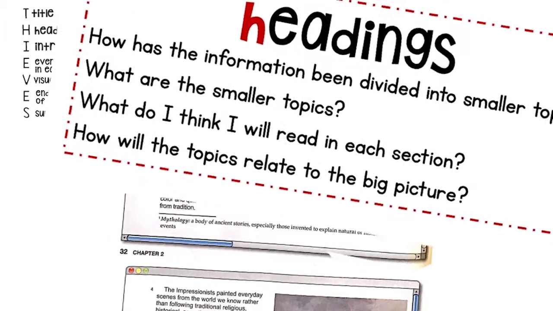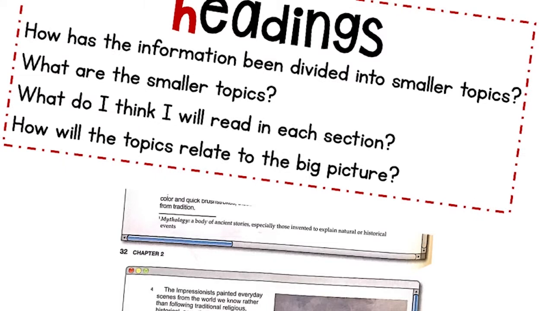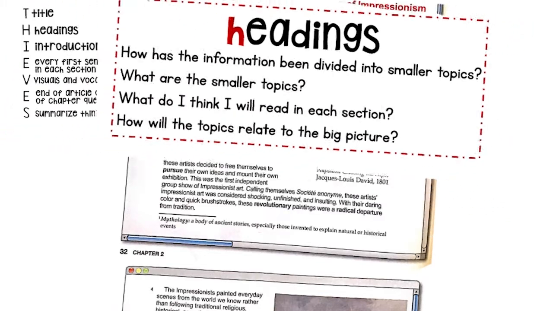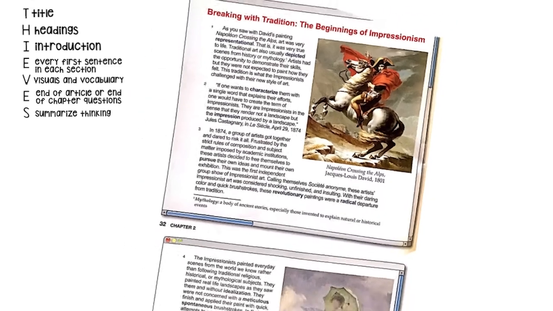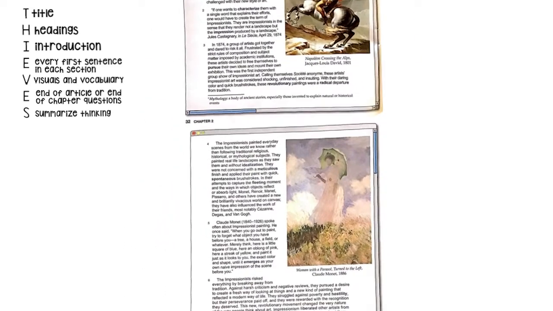Look for any headings. How has the information been grouped? How has it been divided? And actually, what are those smaller topics? You can very quickly make a prediction, but try to relate it to the title, to the big idea. This is another way that you know Thieves System is only for nonfiction, especially textbooks, because fiction and non-textbooks do not usually have headings. So do we have headings here? No headings, just paragraphs.